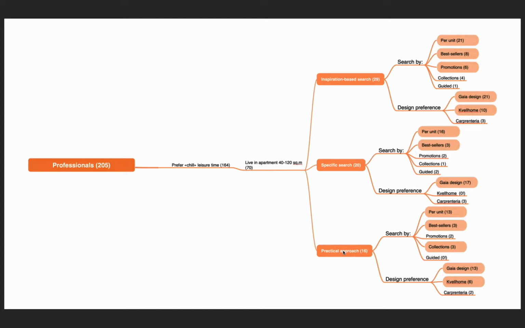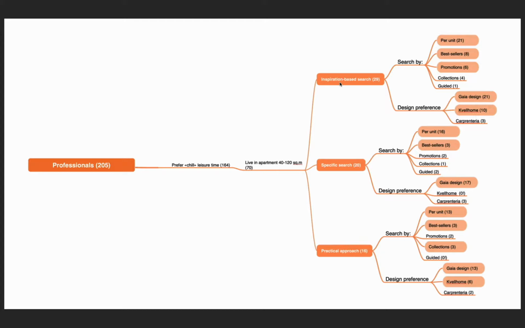really strong persona is the practical approach, because they are specific, straight to the point, and most probably they will go to Amazon. But the practical approach is something that we can consider in our case as a brand, as a smaller choice brand, right? Because we don't have so many items to offer.